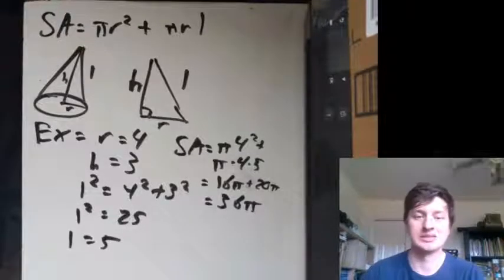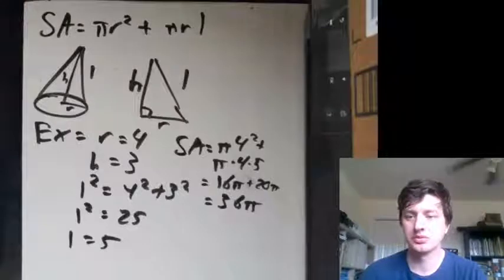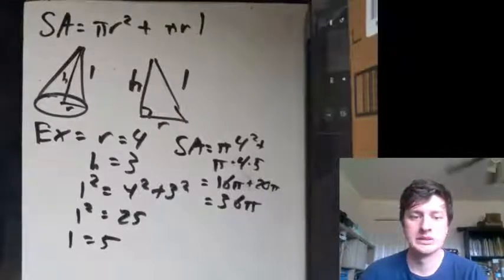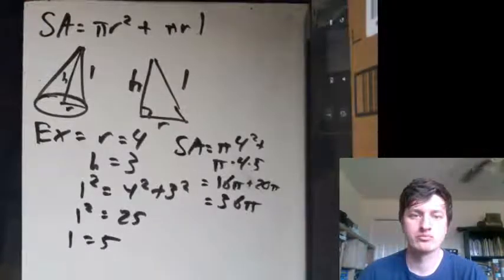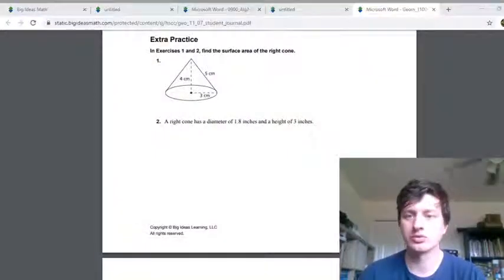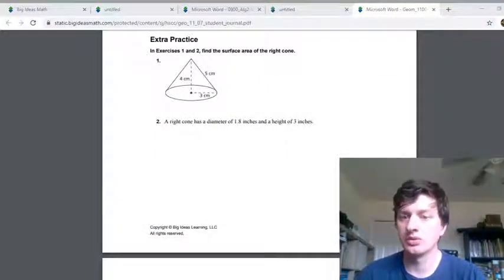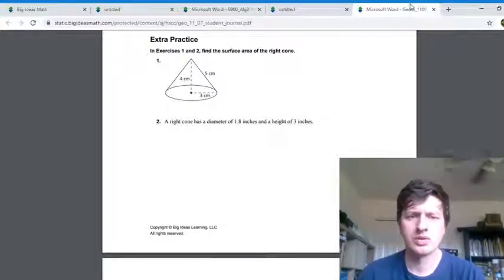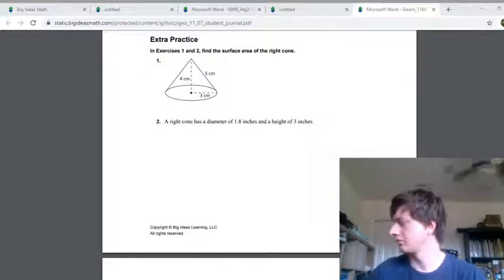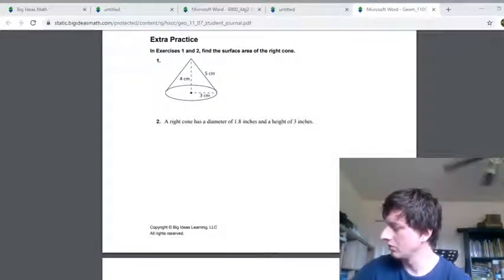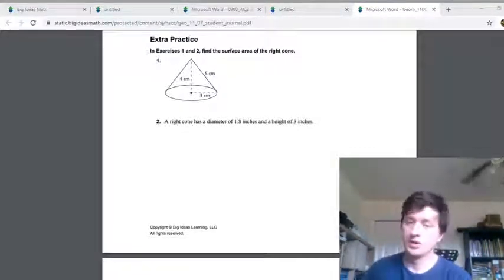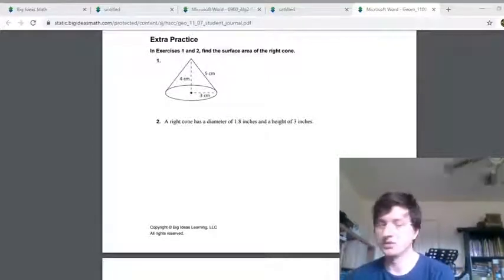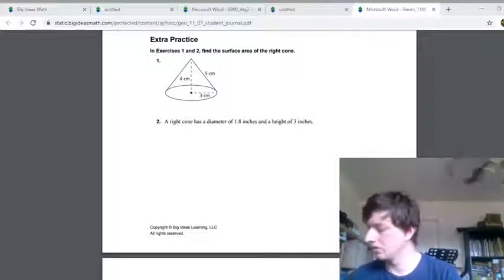I think that's it. Now, examples on review, straight out of the student journal. Maybe number 2. Yeah, so here's our student journal page. We're going to do number 2 here. A right cone has a diameter and a height. So we want to find the surface area. It's the same formula. Diameter is 8.